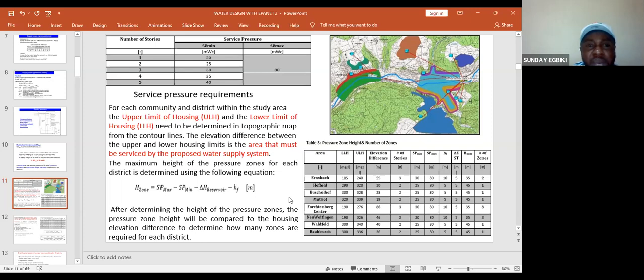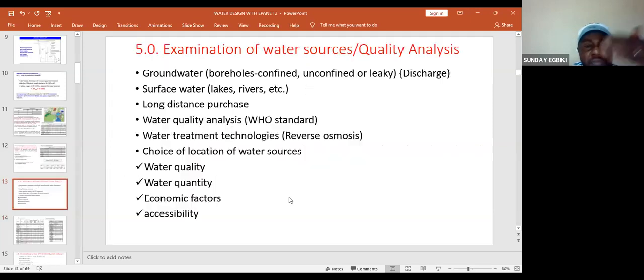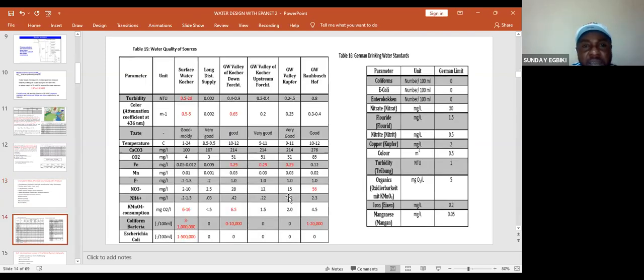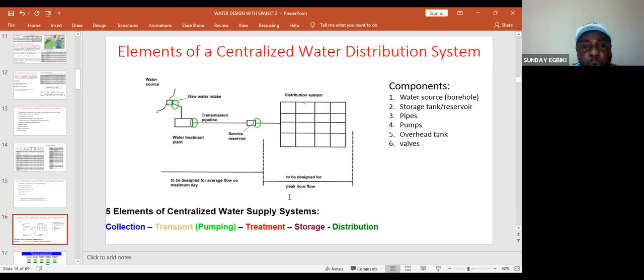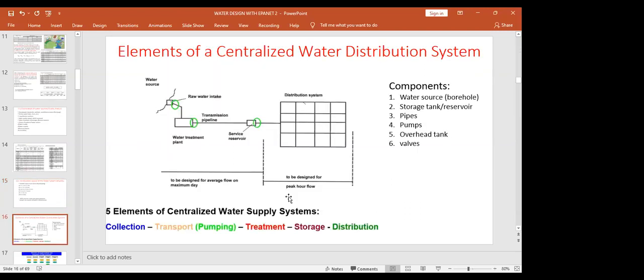So when you are through with that pressure zoning, then the next thing, maybe you go evaluate the water quality, which we'll talk about tomorrow. Then these are water quality. The next thing I will quickly talk about now is pump.